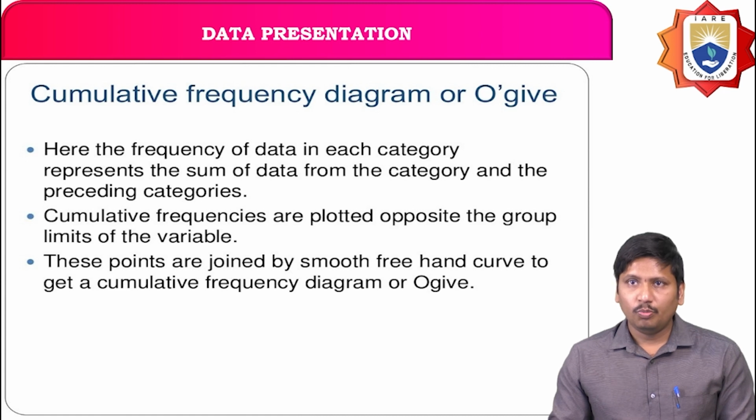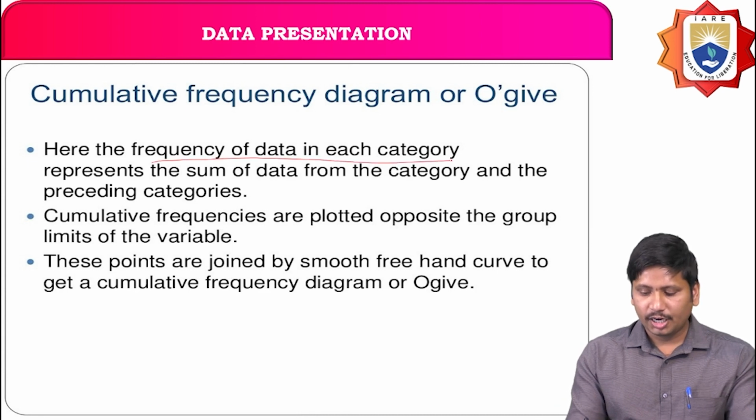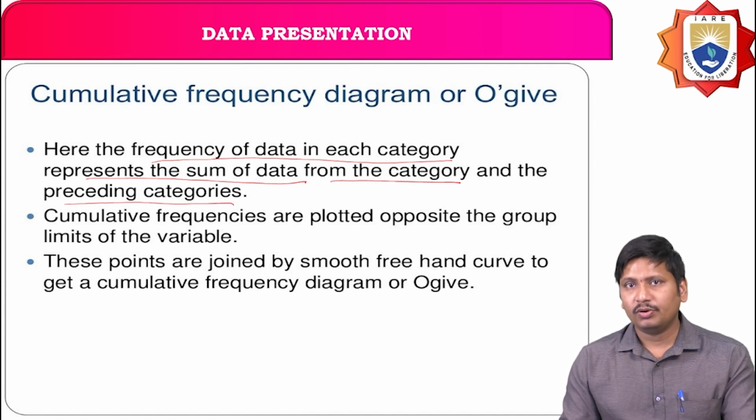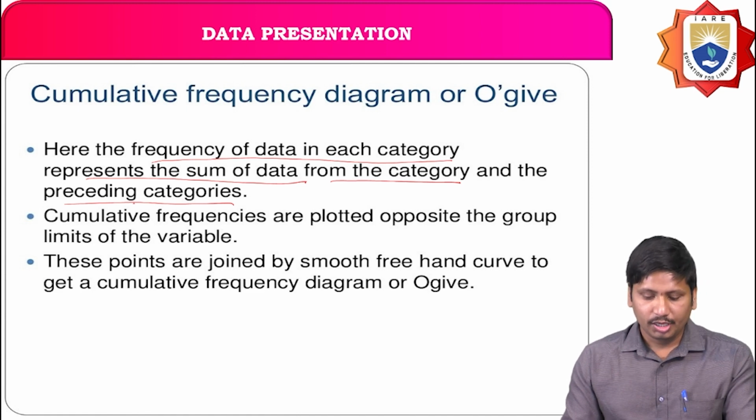And then the cumulative frequency diagram. A cumulative frequency diagram means the frequency of the data in each category represents the sum of the data from that category and the preceding categories. Suppose I want to represent the frequency of the data for one category, at that time I have to take the sum of the data from the category as well as the preceding categories.